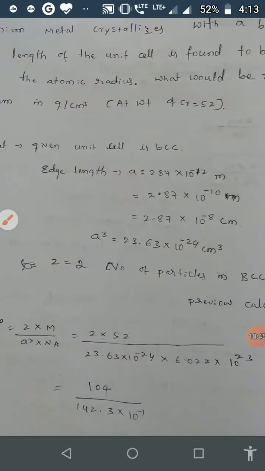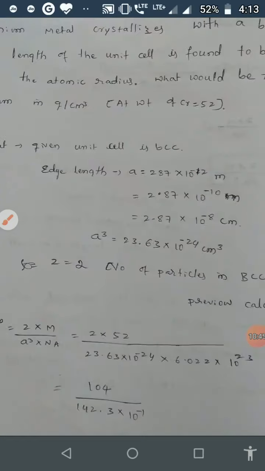If we move the decimal point 2 digits back, we can write it as 2.87 into 10 to the power of minus 10 meter. Next, if we express it in centimeters, we can write 2.87 into 10 to the power of minus 8 centimeter.